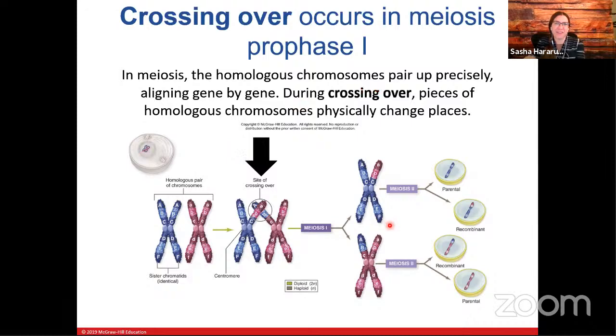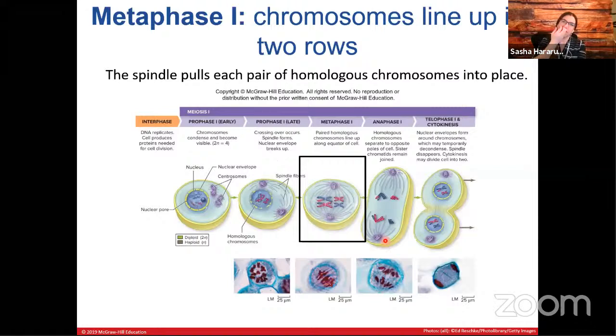All right, so moving on. So in metaphase one in meiosis, chromosomes line up in two rows. It's similar to metaphase in mitosis, except that in mitosis the chromosomes line up in a single row, whereas in meiosis the chromosomes first pair up into homologous pairs, and then they line up across the equator.